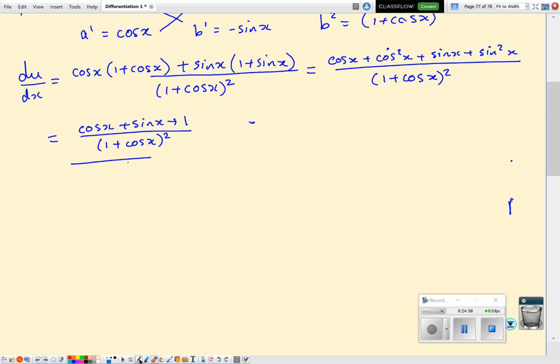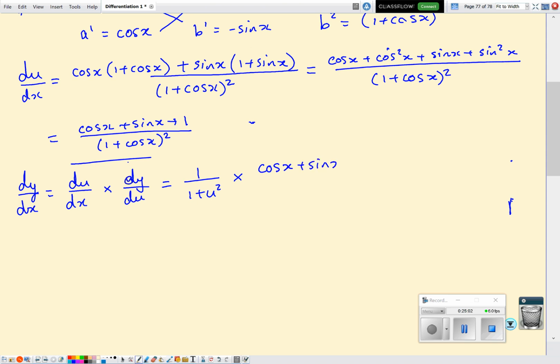Right, so dy by dx is going to be du by dx times dy by du. Right, 1 over 1 plus u squared times cos x plus sin x plus 1 all over 1 plus cos x squared. Whew.